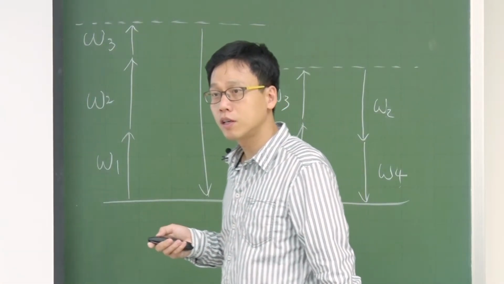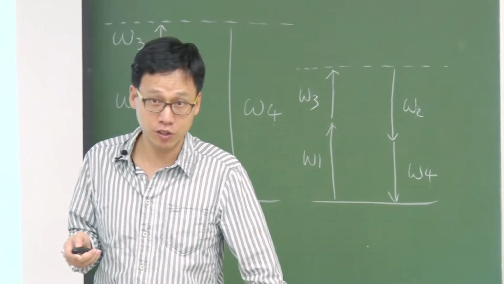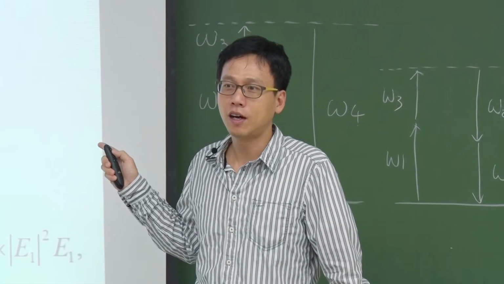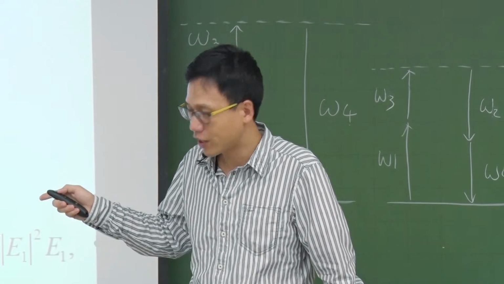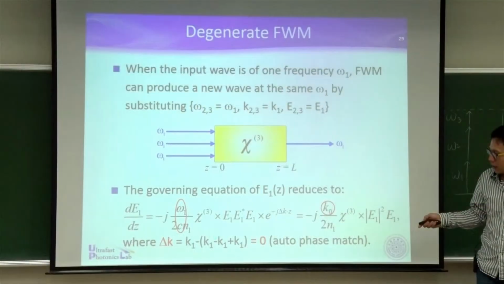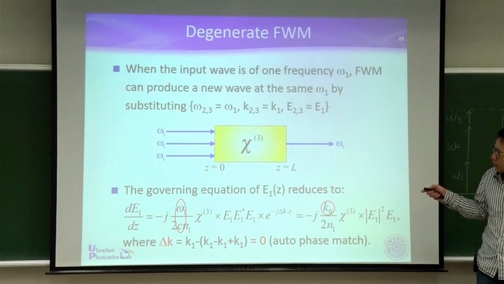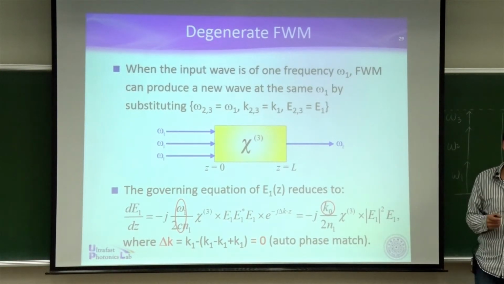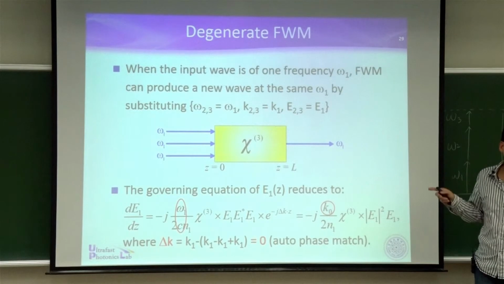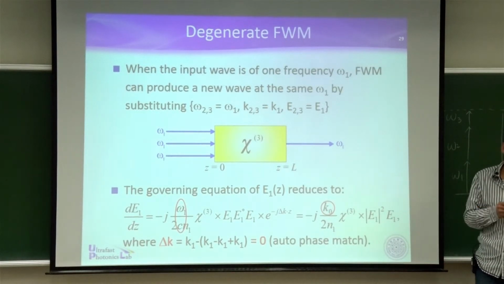And how about the wave vector mismatch, delta k? We just understood the importance of zero delta k. Let's check this special case. In the formula of delta k, by substituting k2, k3 equals k1, you get this. And it's always 0. That means phase match is automatically satisfied without doing anything.